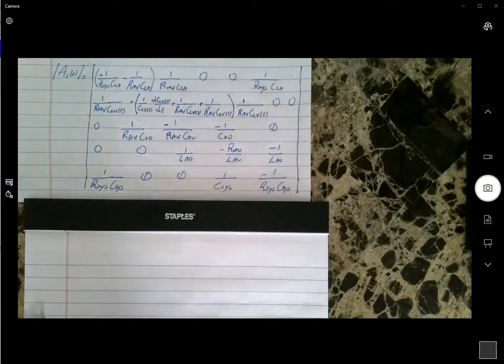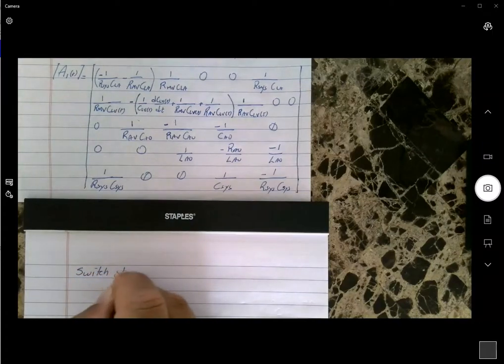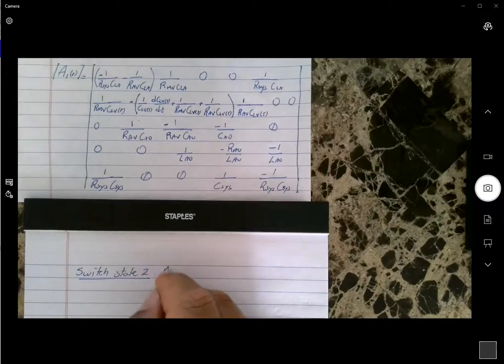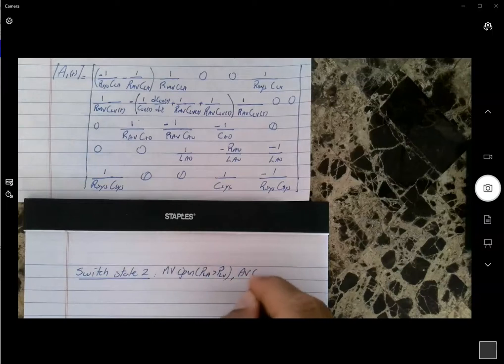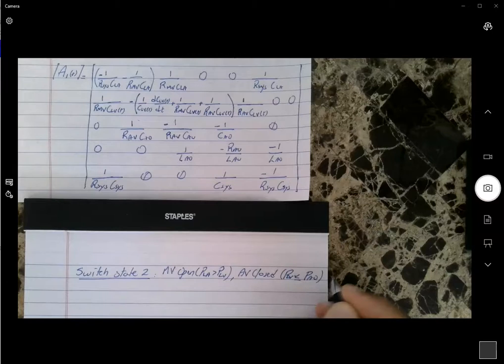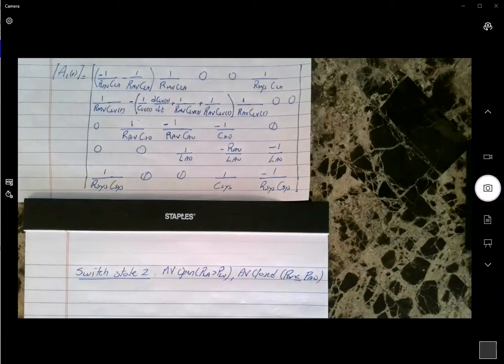So switch state number 2. And we're going to define that state as the mitral valve being open, so PLA is greater than PLV, and the aortic valve is closed, so PLV is less than or equal to the pressure of the aorta. So there's not a pressure difference across the valve to be able to open it.